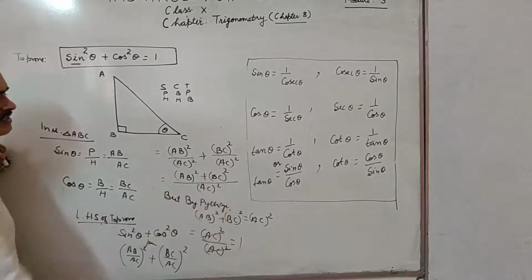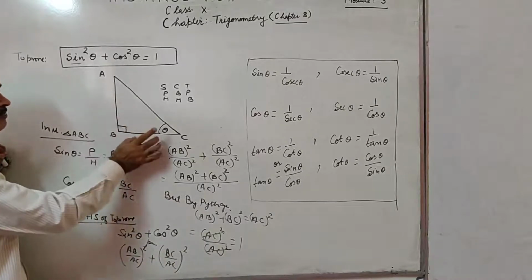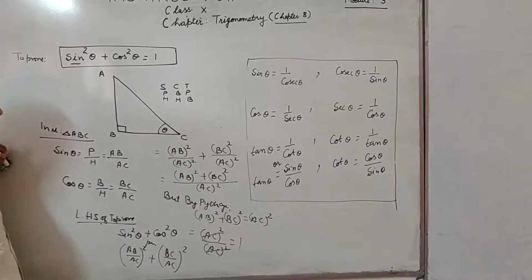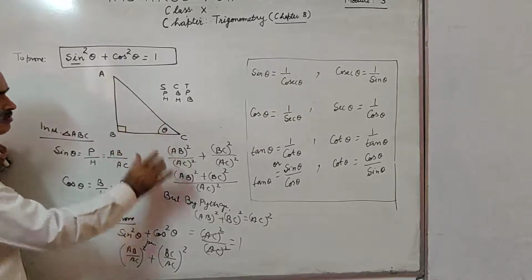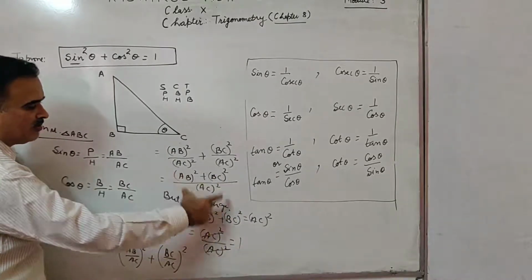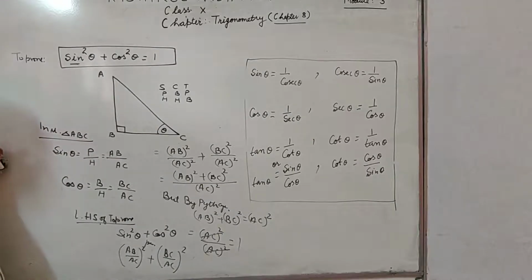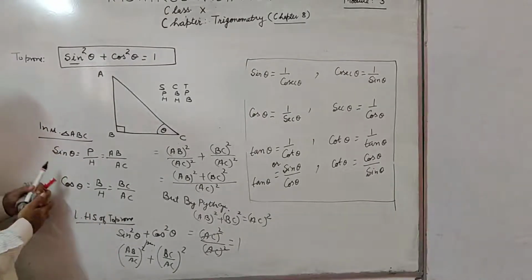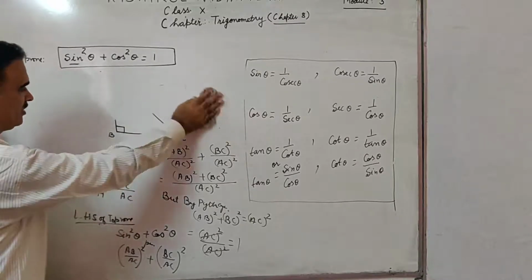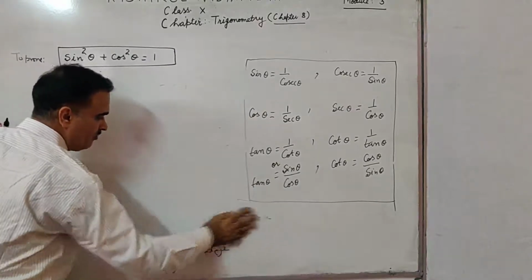Then AC square is the LCM. Then AB square plus BC square. And what is AB square plus BC square? This becomes AC square. So in place of AB square plus BC square, we can put AC square, and AC square divided by AC square becomes 1. So with this identity, we can do more use of it. I think you are able to know the proof of this identity.